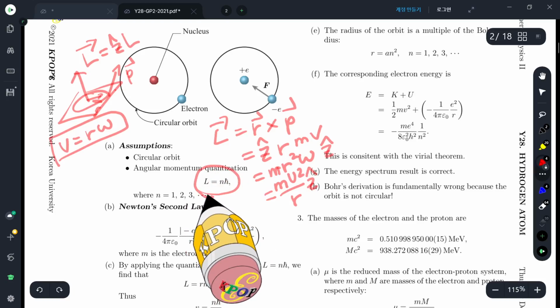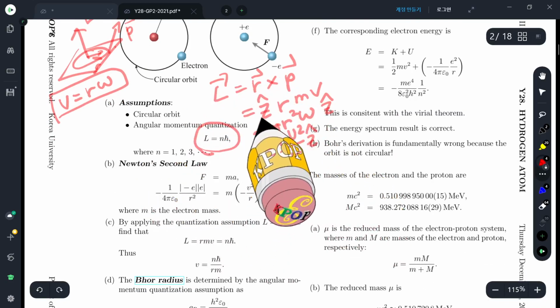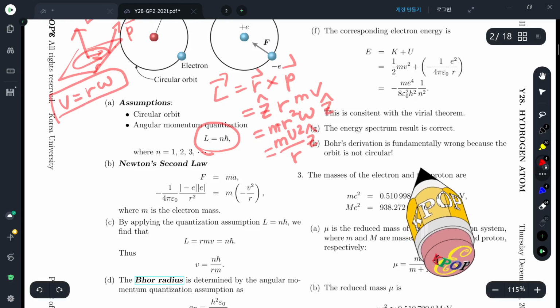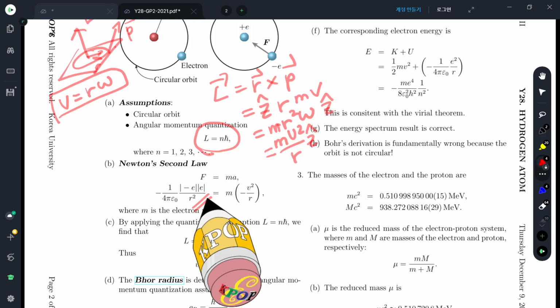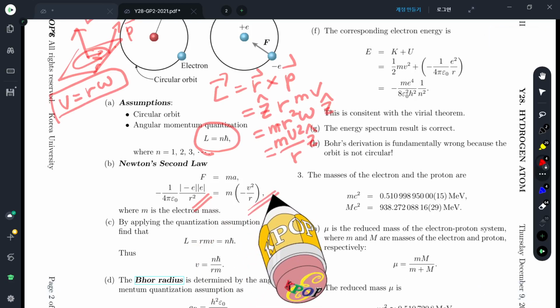He first tried this. Sure, it is very difficult to notice immediately that this will be the solution, but he should have tried various methods of quantization to get quantized energy levels. Among them, this one should be the simplest assumption that results in the same energy spectrum of the hydrogen atom. Then he used Newton's second law, F equals ma. The force is toward the center, the origin of the force is the electrostatic force, Coulomb's law is applied, and because it is a uniform circular motion, he used the circular motion relation m v squared over r.